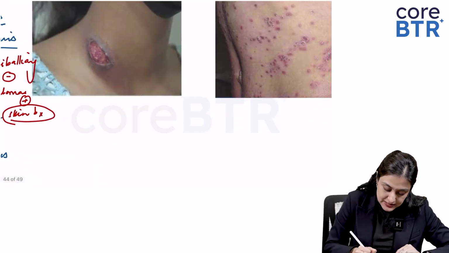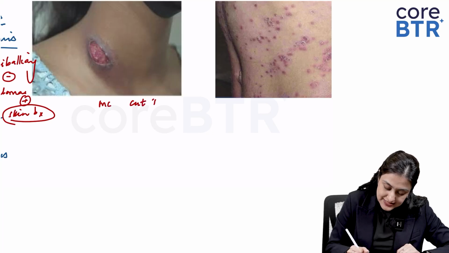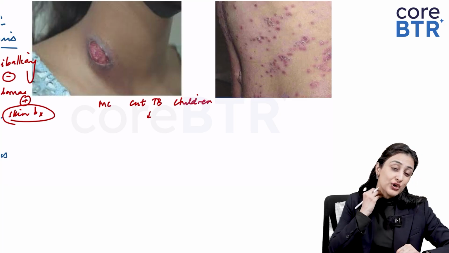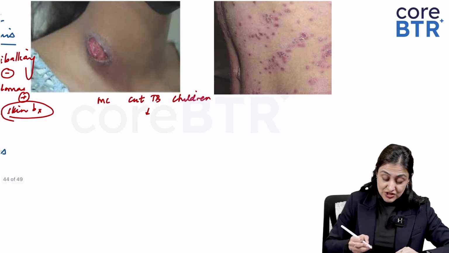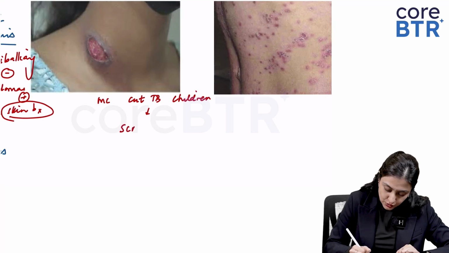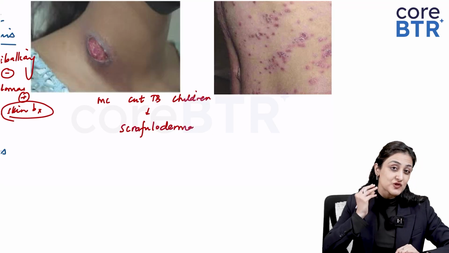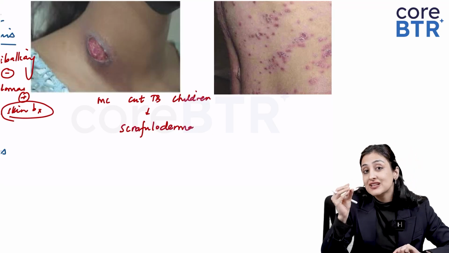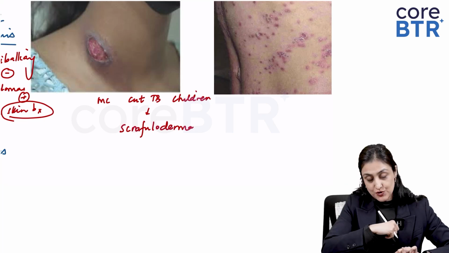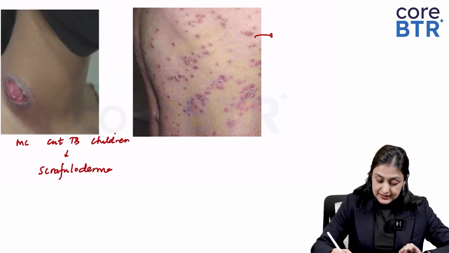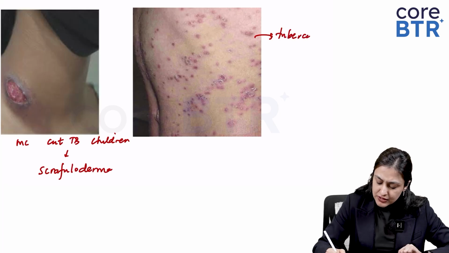Then what you see here is the most common form of cutaneous TB in children. This is where you have these nodulo-ulcerative abscesses which tend to rupture. This is scrofuloderma, meaning there is this cold abscess. There's a huge lymph nodal abscess which may rupture outside. But what is this? This is what we call a tuberculide.